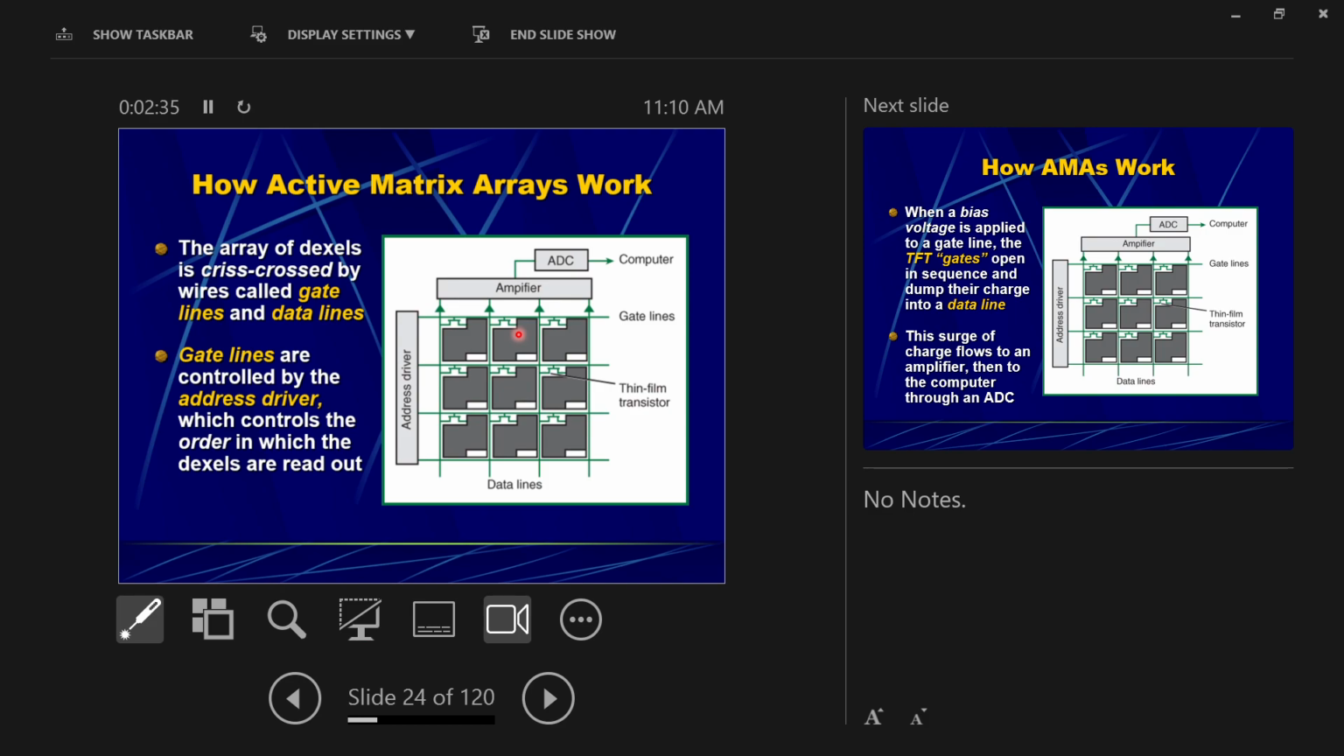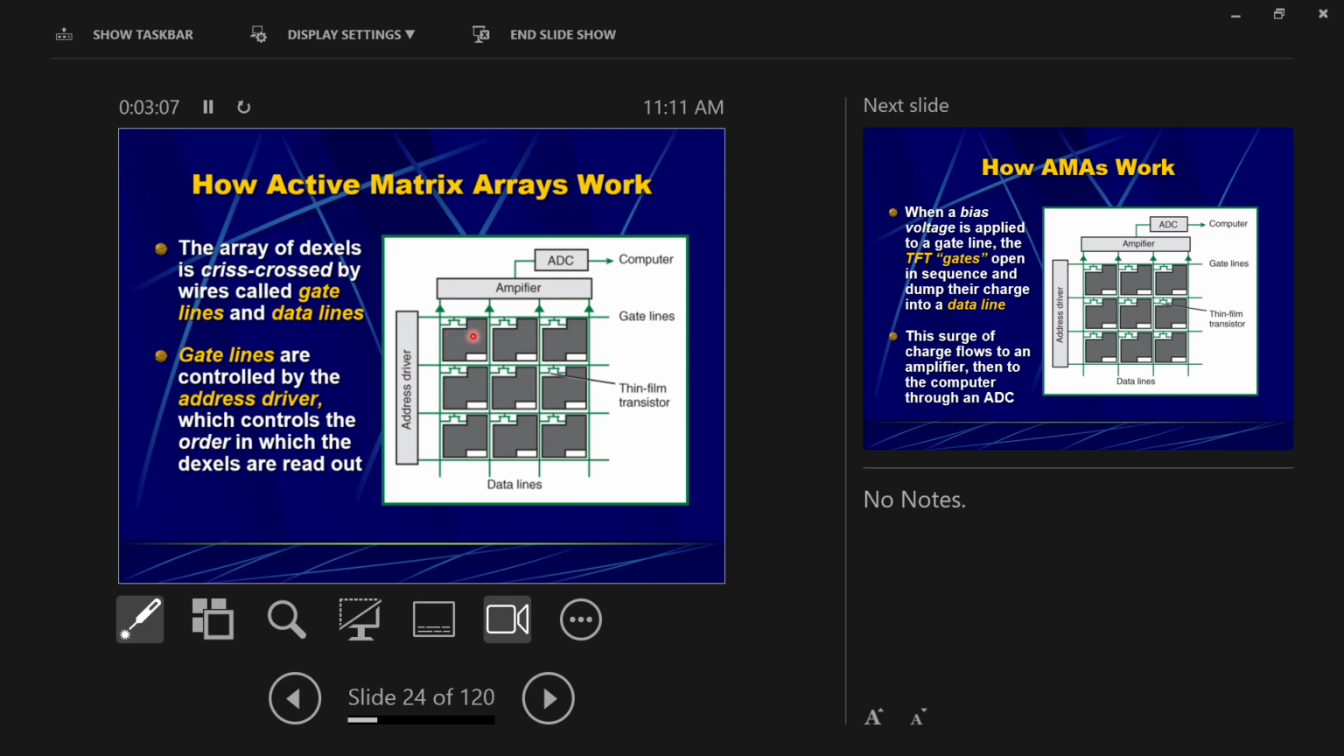Each one of them gets a charge from exposure, and each one of them is asked, how much charge do you have? Don't worry about gate lines being controlled by address drivers, which control the order in which the DEC cells are read out. Just know that each one of them is asked one at a time, what's your charge? And it's going to go through row by row. Top left one, and the one over from it, and the one over from that. Do the whole top row, then it's going to go down a row. Do the whole second row.